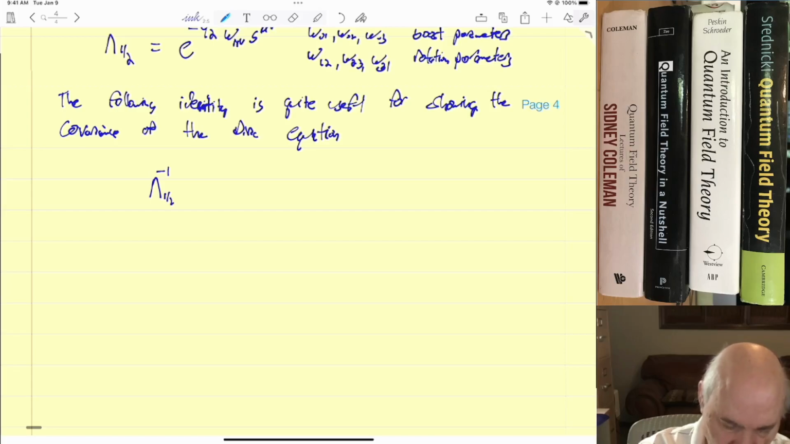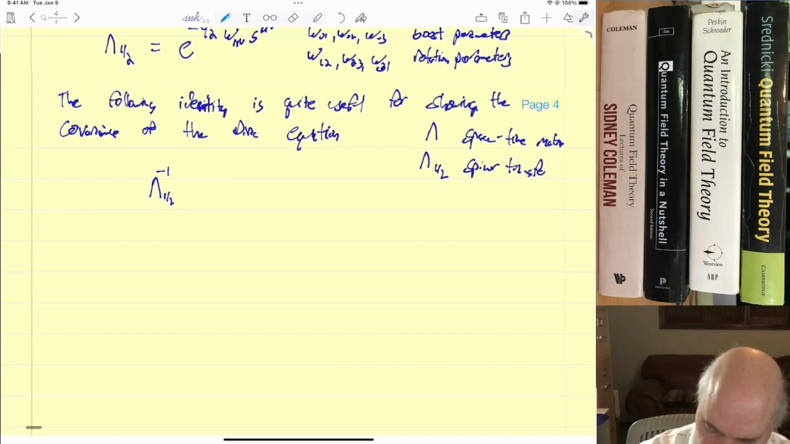Now these lambda to 1/2 matrices, which I first introduced above, these are not the lambda matrices. Lambda is the space-time transformation matrix. Lambda is a space-time matrix. And lambda to the 1/2 is a spinor transformation matrix that corresponds to lambda.